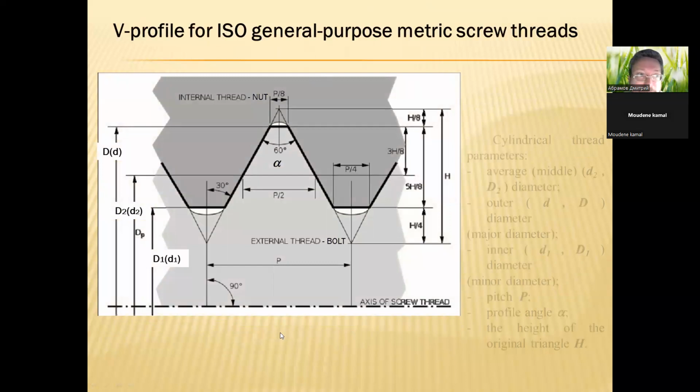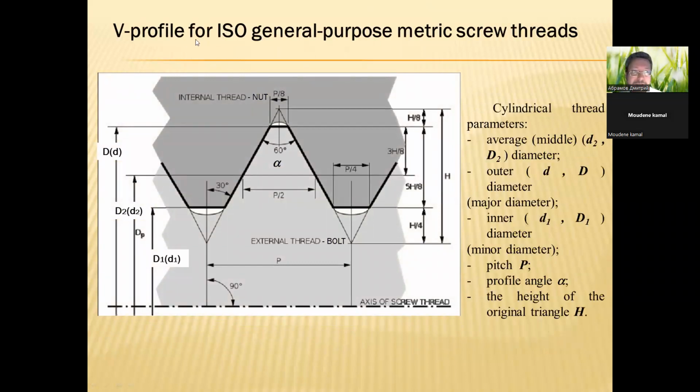Now you can see the V profile for ISO general purpose metric screw threads. Cylindrical thread parameters. Average or middle diameter, D with suffix 2. Average or middle diameter, D2. This line, it's the average or middle diameter.